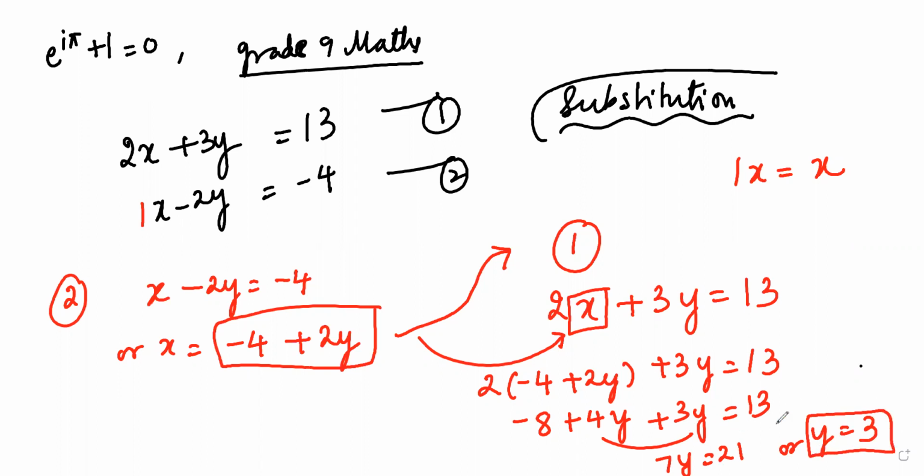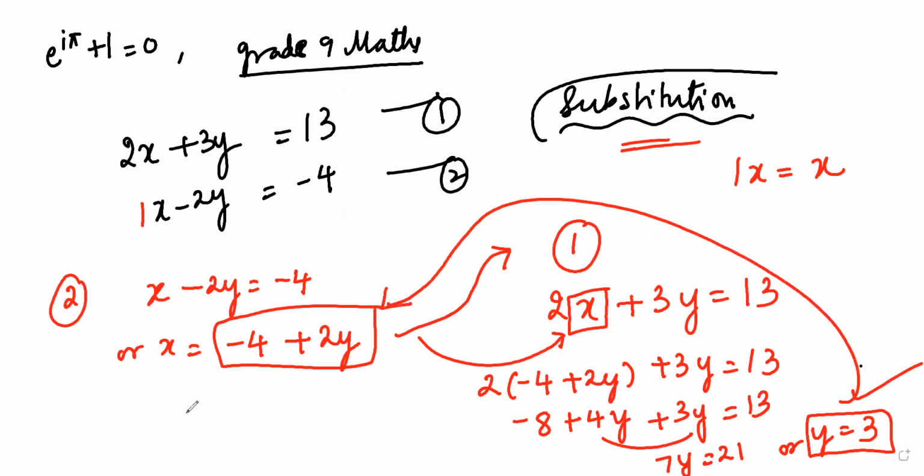Simple, isn't it? So in grade 8, you studied how to solve a linear equation in one variable. So we have converted that linear equation in two variables to one variable by substitution method. Now that we know y, we need to solve for x. So go back to your substitution. What is that? x is equal to minus 4 plus 2 into what is y? 3. So x is equal to minus 4 plus 6, which is 2. So I hope it has been clear to you. Let's move on to the next one.